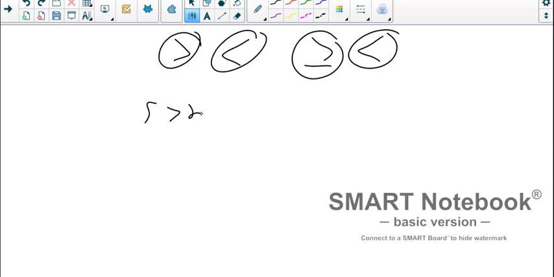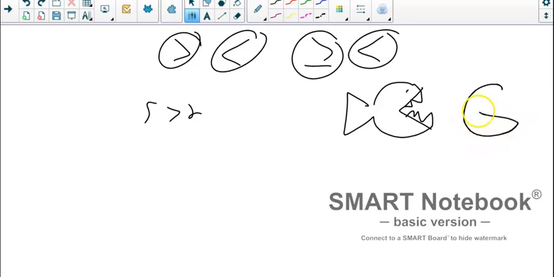Okay? But the mouth is always eating the bigger number. Remember it that way. The mouth, the fish, the piranha, the Pac-Man. No teeth on that one. But the mouth is always eating the bigger number.